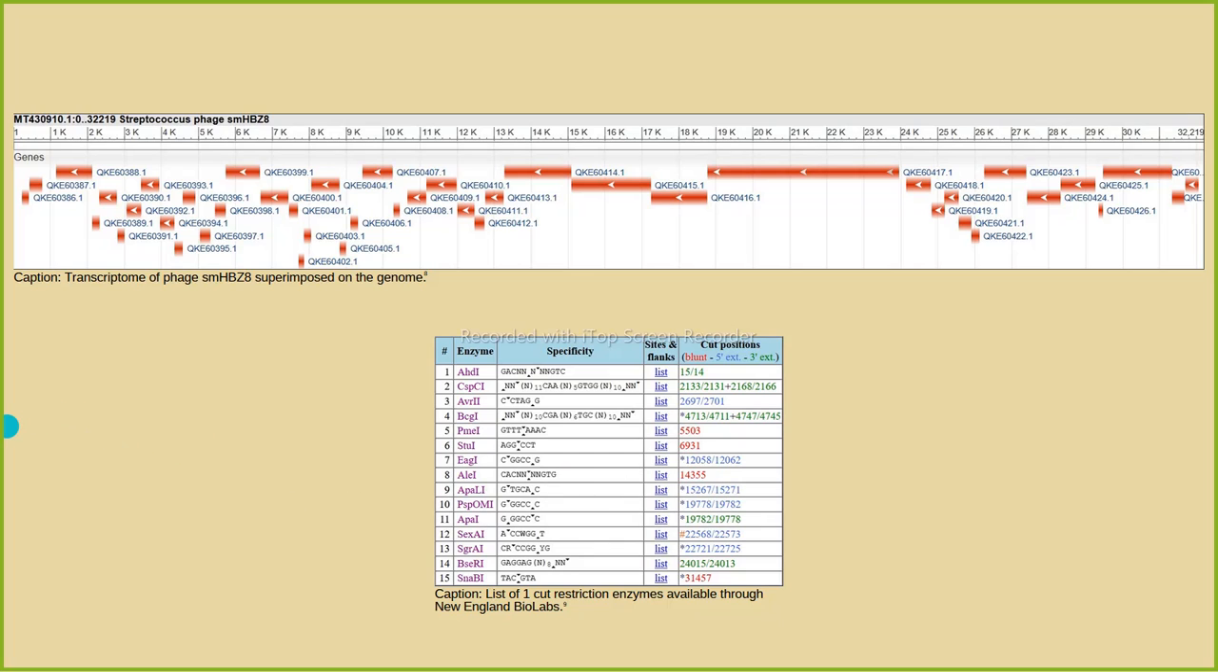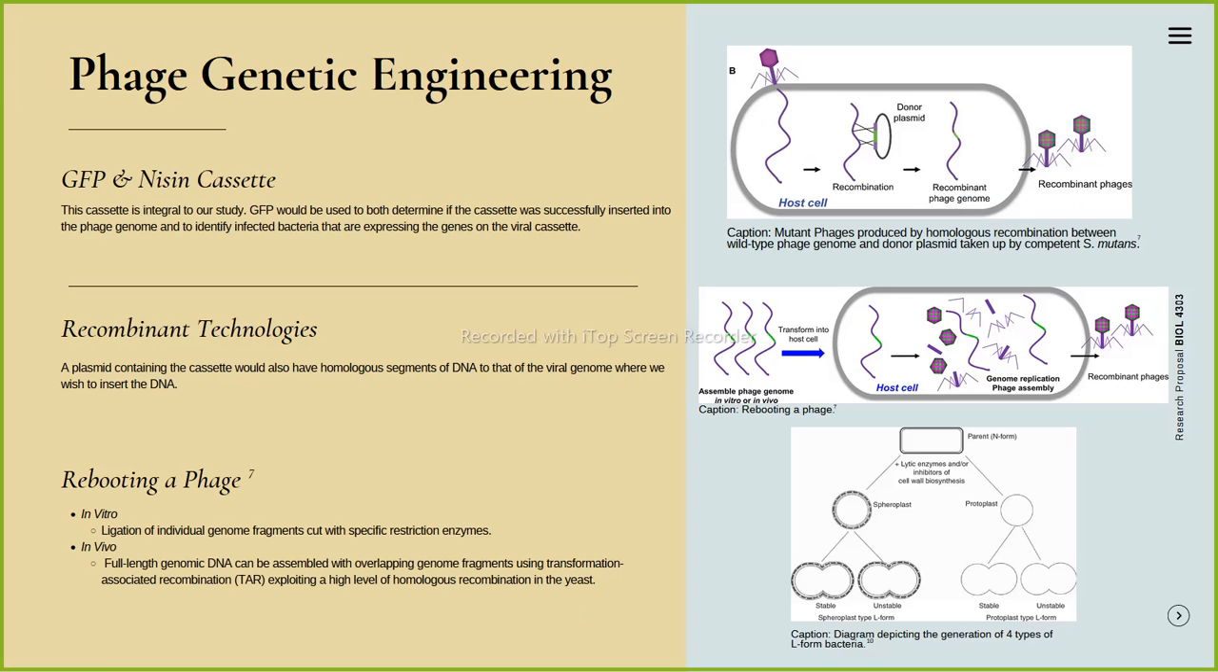So we decided to go for an in vitro approach, where the full-length genomic DNA can be assembled with overlapping genome fragments using transformation-associated recombination, also known as TAR, which exploits a high level of homologous recombination within yeast cells. The overlapping viral fragments can be amplified by PCR, with each adjacent fragment having a homologous sequence overhang. The first and last fragments would contain homology to the yeast vector that we decide to use, just for easy ligation into the vector.